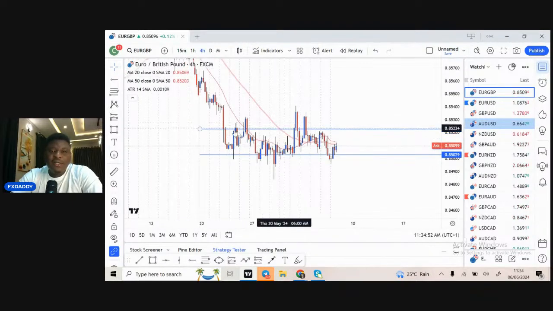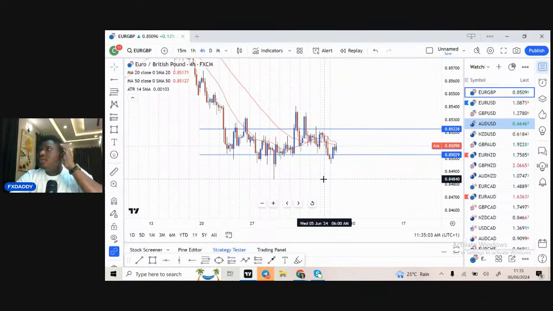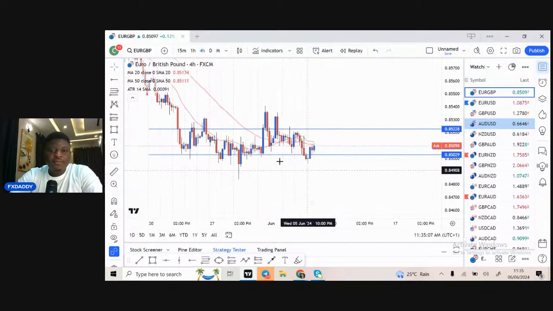So look at a 4-hour time frame. This is a 20 moving average, this slim moving average is a 20 moving average, and 50 is a 50 moving average. I use them for confirmations. I have different ways to combine moving averages to give me confirmations for my strategy. So that said, we're definitely in for a downtrend on EURGBP.